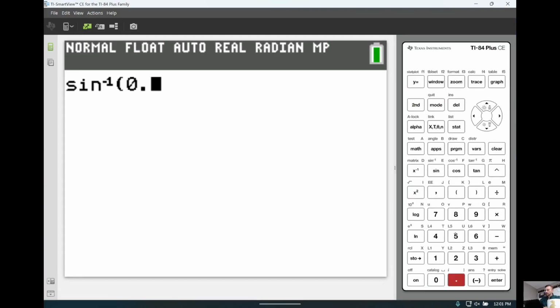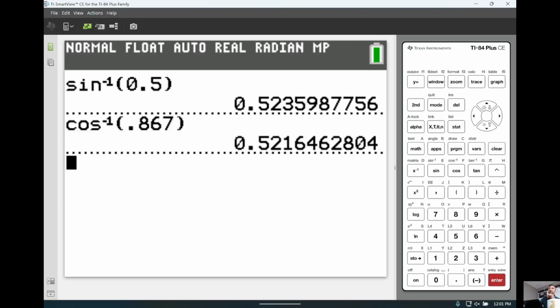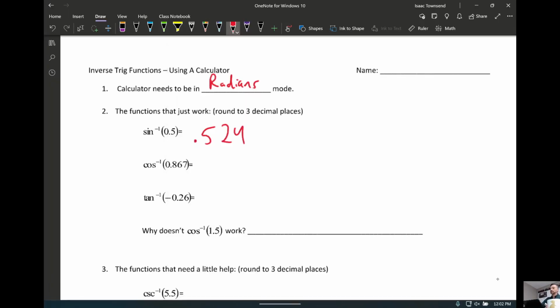So the first one is inverse sine of 0.5. You got that? The second one was inverse cosine of 0.867? Yes. Okay, so there should be an answer to number 2. And the third one, inverse tangent, was of negative 0.26. That's pretty sad that I have those memorized, but okay. So inverse sine, inverse cosine, inverse tangent, those just work. Type them in your calculator. Your calculator basically has a button set aside for those. These should be your first 3 answers. We're going to round to 3 decimal places.